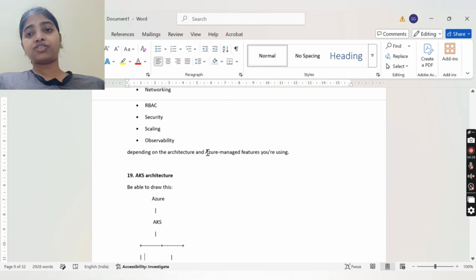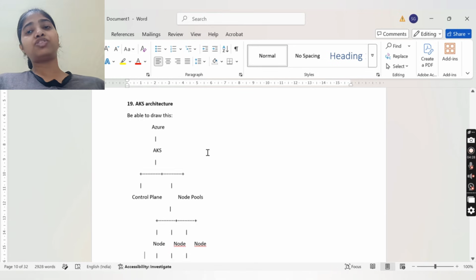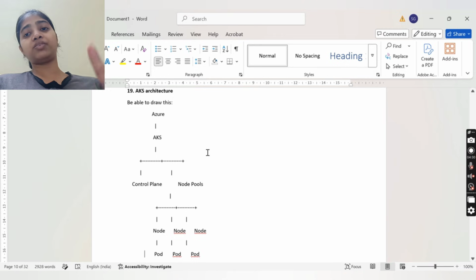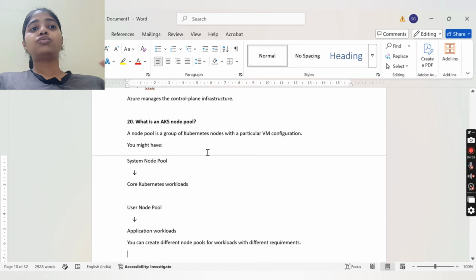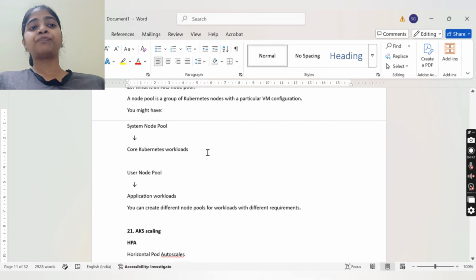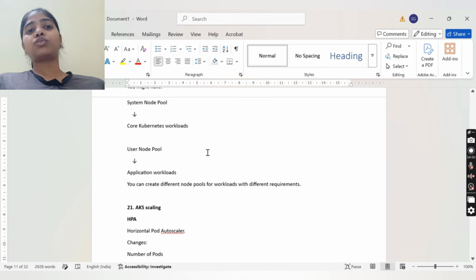AKS architecture. There is a control plane which will be managed by Azure itself. There will be node pools which we will manage. What all components are there in the control plane, we can discuss. What is an AKS node pool? A node pool is a group of Kubernetes nodes with a particular VM configuration. We have system node pool and user node pool, for core Kubernetes workloads and application workloads. We can create different node pools for workloads with different requirements.